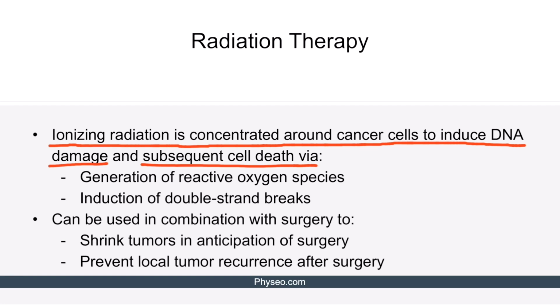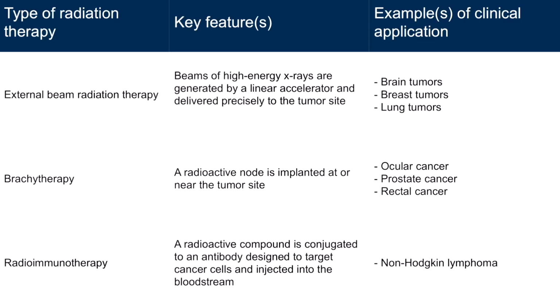And radiation therapy can be used in combination with surgery, as we mentioned earlier, and that can either shrink the tumor in anticipation of surgery. So before the surgery is even performed, you can shrink it with this to make the surgery a little bit more effective or easier. It can also be used to prevent local tumor recurrence after the surgery is over. So you remove the tumor, and then you send this ionizing radiation to that area. Now, there are three primary types of radiation therapy: external beam radiation, brachytherapy, and radioimmunotherapy.